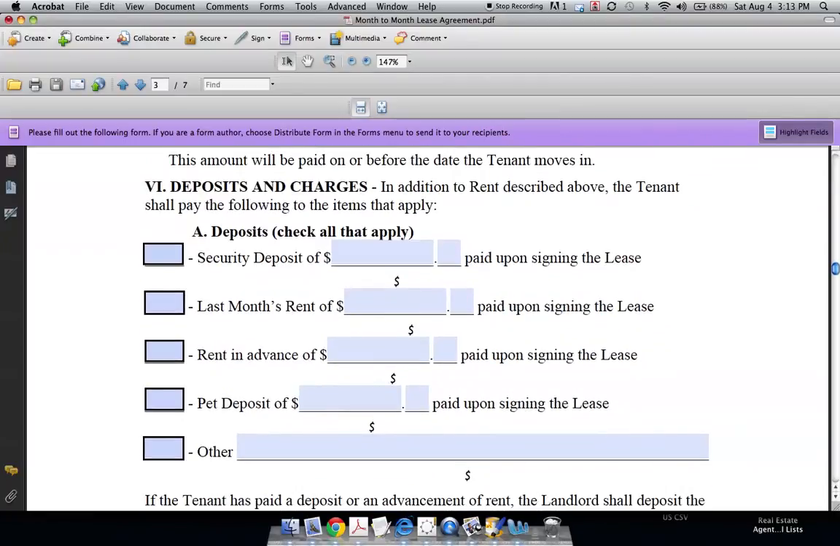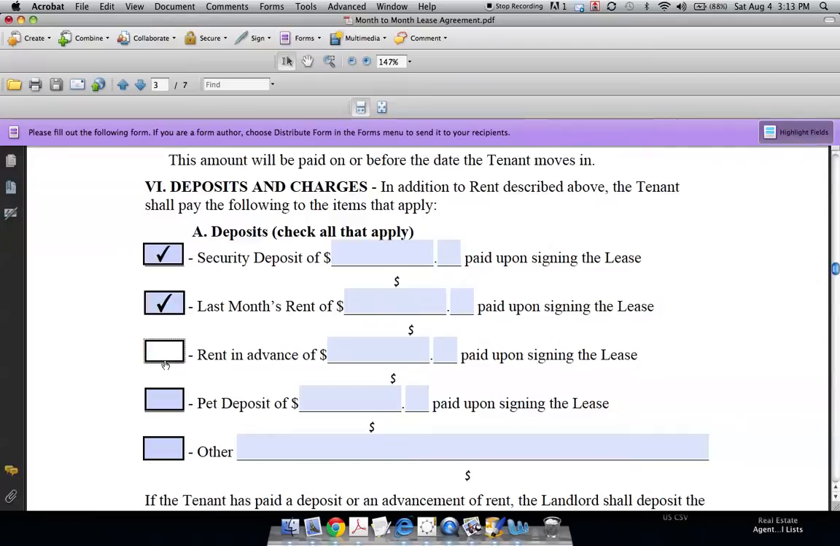And down here we're going to have, typically, if you're in especially an urban area, security deposits, last month rent. This is just if, say, the person has bad credit and you require that they have rent in advance of, say, 4 or 6 months.